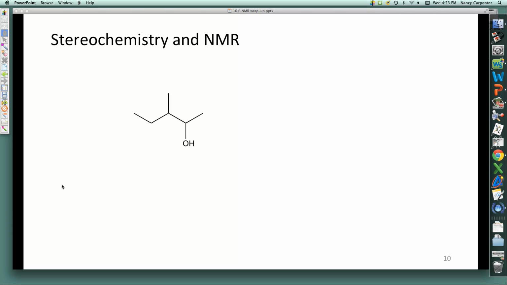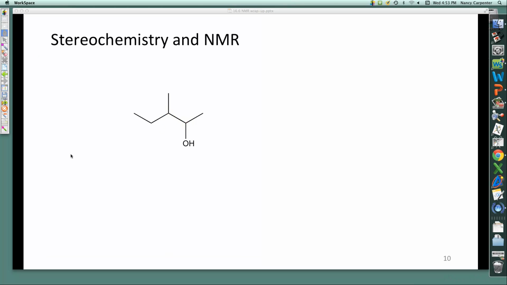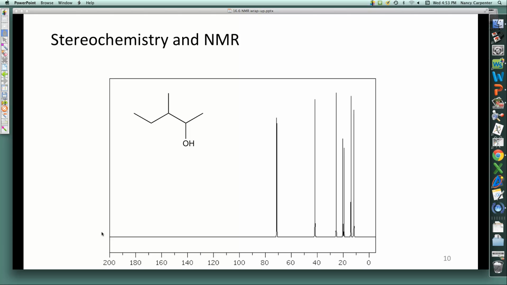All right, now, very quickly, I'm just going to warn you about stereochemistry and NMR. You are not responsible for this, but you may encounter it, so you need to be aware of it. What do I have here? Yeesh. I have 2 stereocenters. So what? Well, this is what.